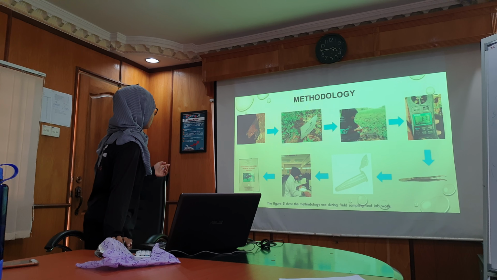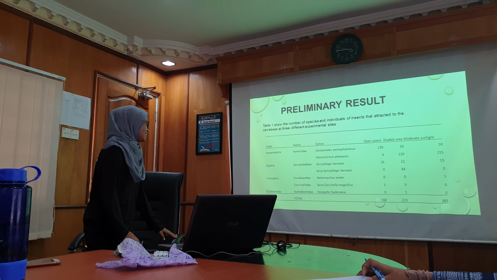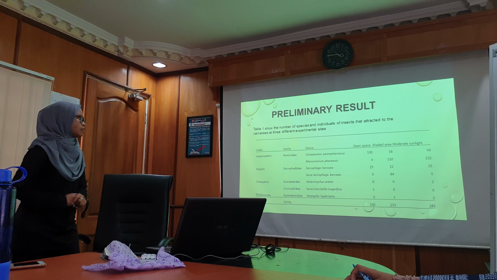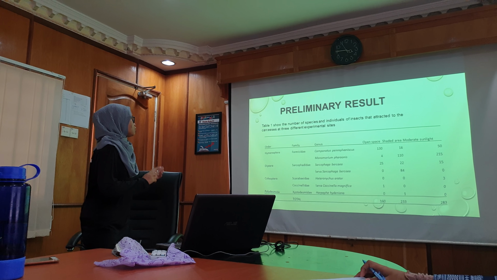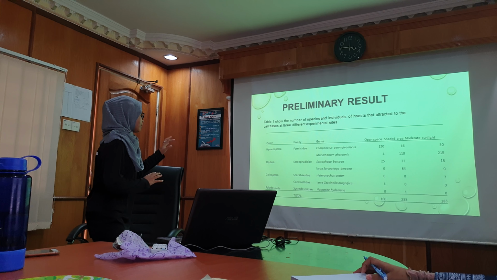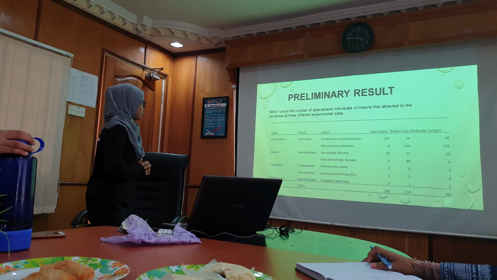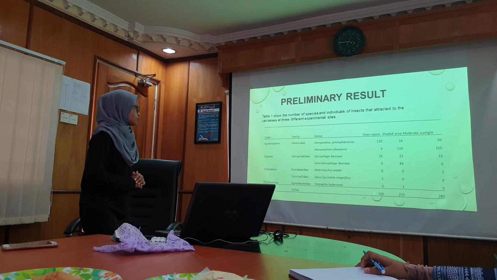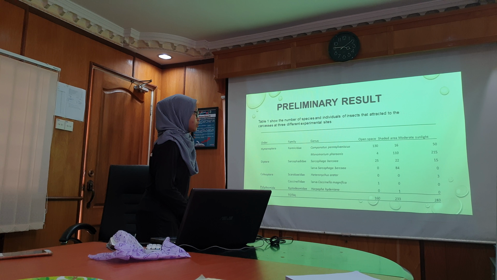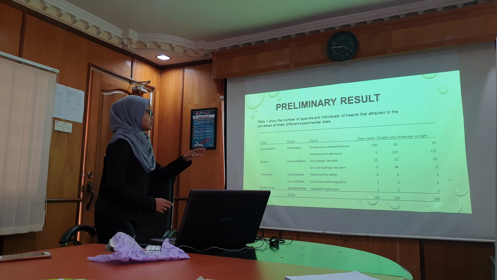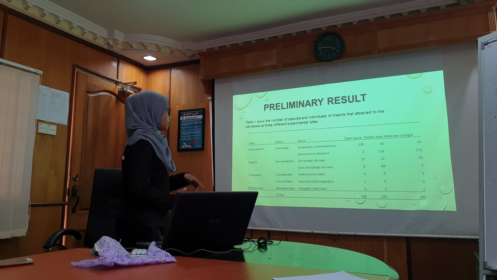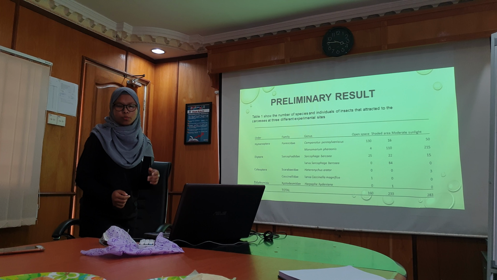Okay. This is my preliminary result. As we can see, Table 1 shows the number of species and individuals of insects that are attracted to the carcass at 3 different experimental sites. They have 4 orders, 5 families, and 7 genera, at the different locations, which are open space, shaded, and moderate sunlight. And the highest number of individuals is at moderate sunlight, the second is the shaded area, and the least is at the open space.